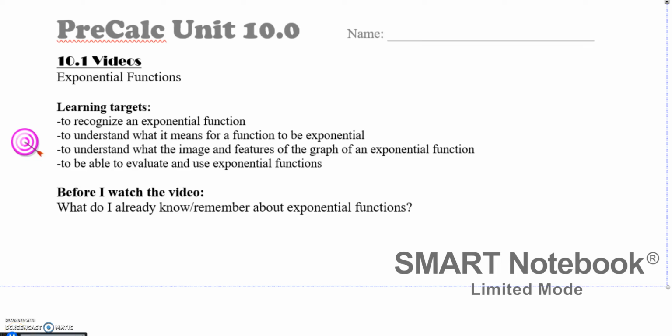Hello everybody and welcome to Unit 10. This first video is on exponential functions, focusing on just exponent rules and then exponent graphing.